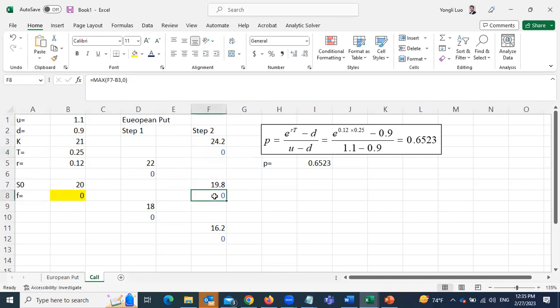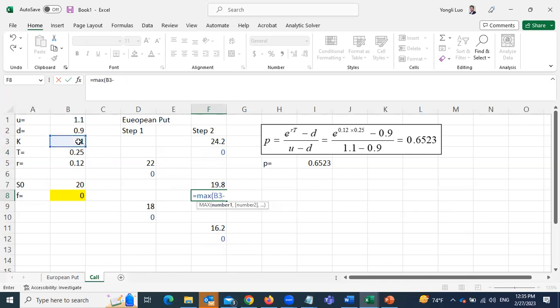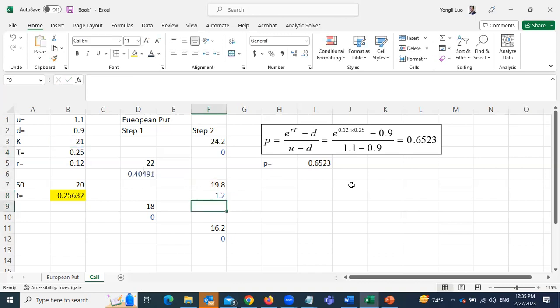And for this one, okay, we're going to do max. Now you use that strike price minus the current stock price and a comma 0. So which one is greater, you choose that one. Okay, now you can see when it's a put option, that price is not 0, right? It's 1.2.